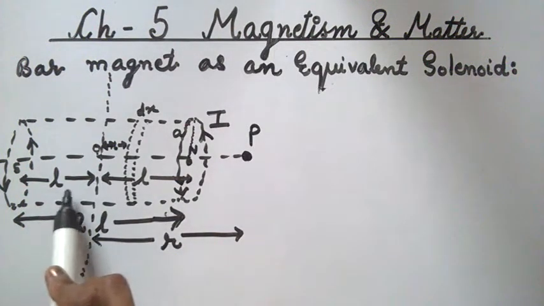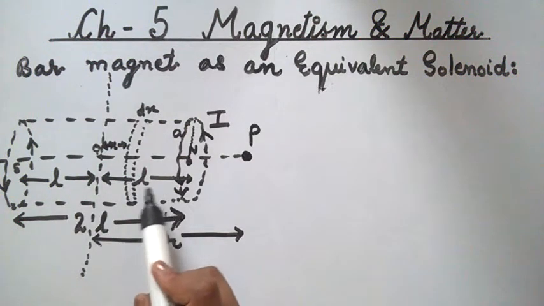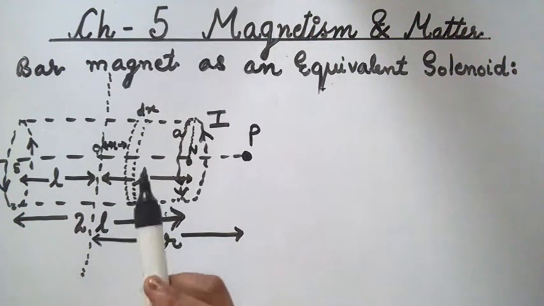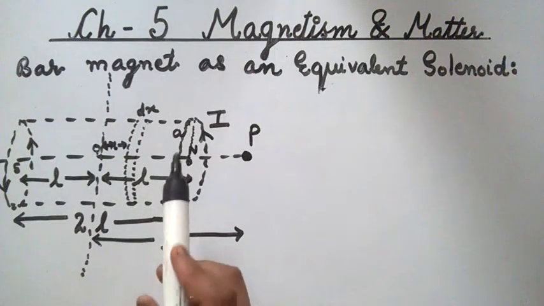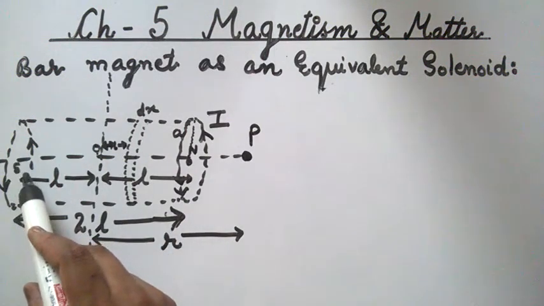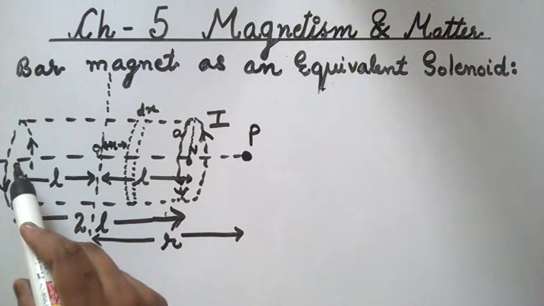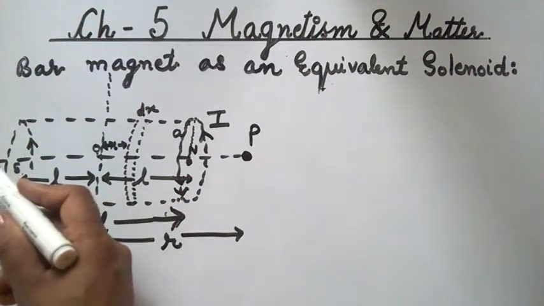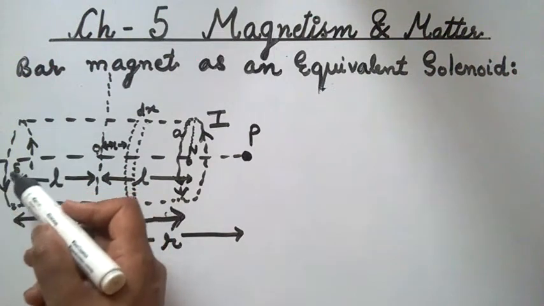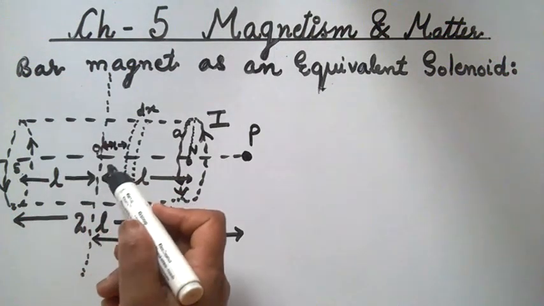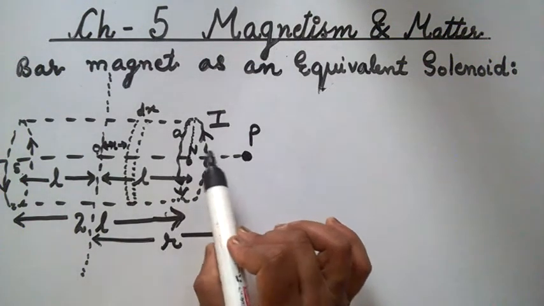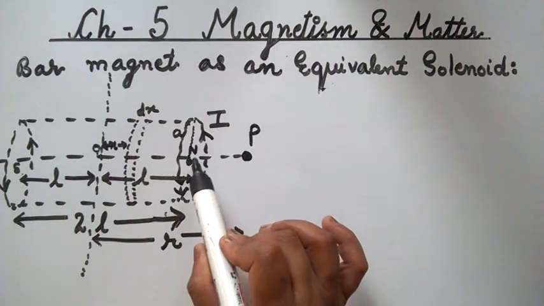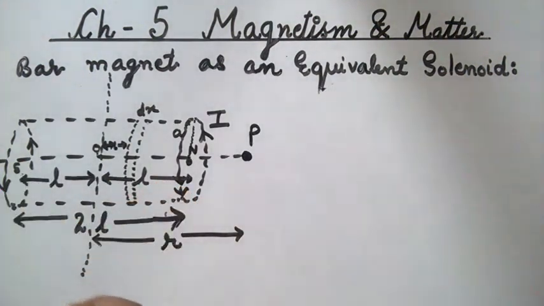This length can be taken as minus L and this can be taken as plus L, because we have studied that the direction of magnetic length is from south to north pole. We compare the south pole with negative charge because the force experienced by the south pole is opposite to the direction of magnetic field. The north pole is along the direction of magnetic field, so it can be taken as positive, and the south as negative.